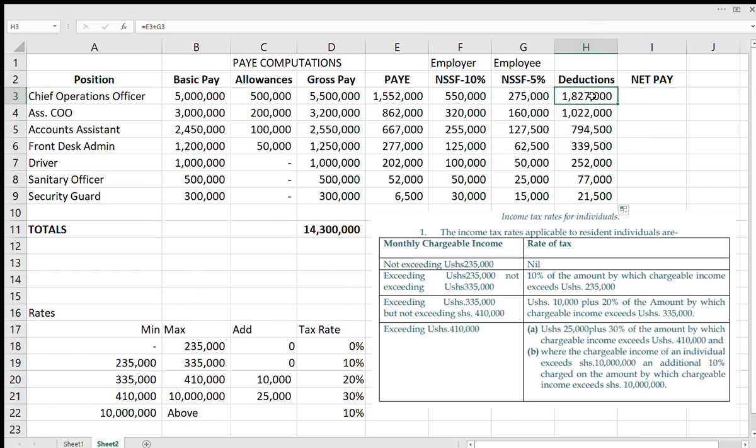So for this case, you will see that now the two deductions will be that amount, so that the employee is not going to receive it. What the employee will receive is what we call the net pay. So net pay will be the gross pay minus the total deductions. So that's the formula: equals gross pay, you select that amount, take away, you select the deductions.